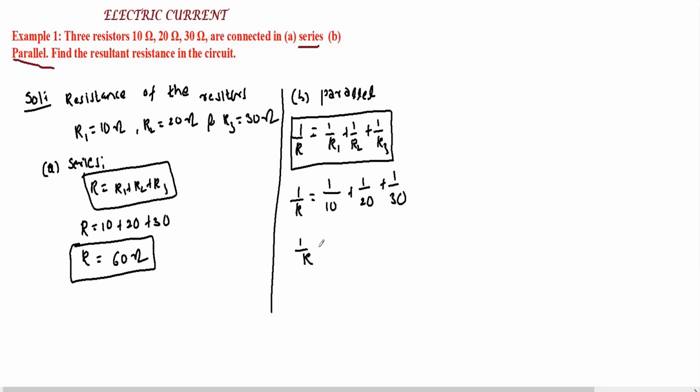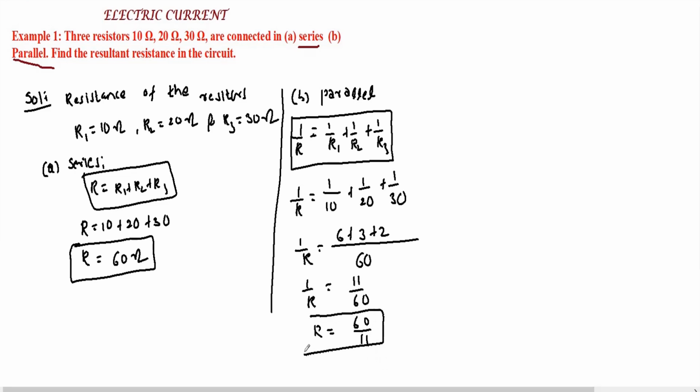So 1 by R equals, make the LCM of 10, 20, 30. 60 is the LCM. So here 6 plus 3 plus 2. 1 by R equals 6 plus 3, 9 plus 2, 11. 11 by 60. So R equals, if we find the reciprocal, 60 by 11. This is the R value in ohm.